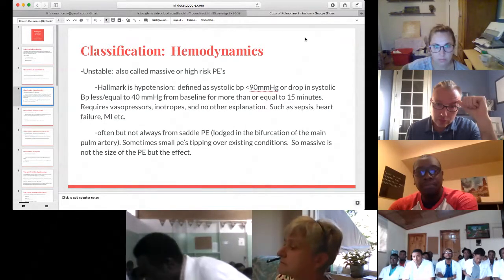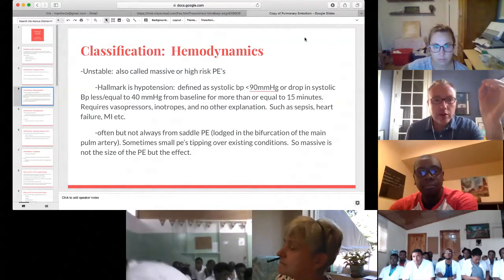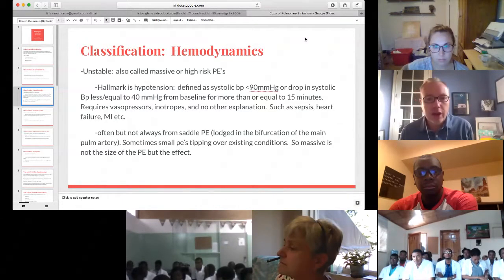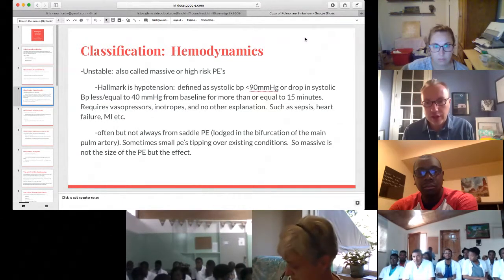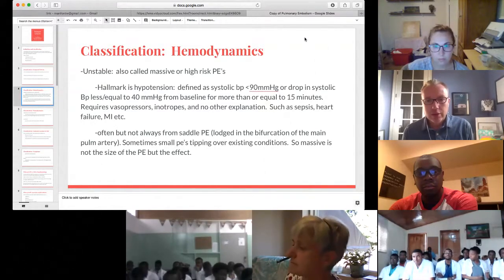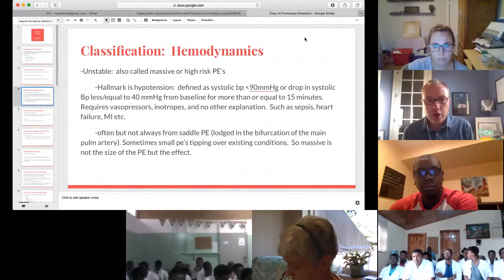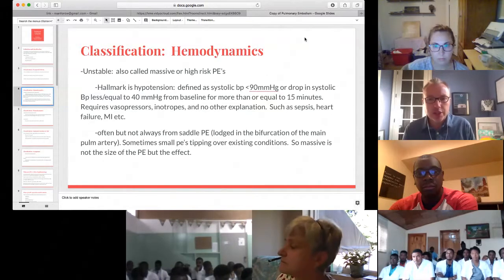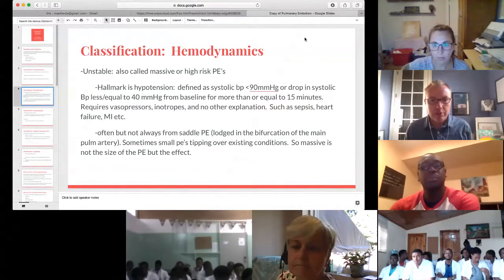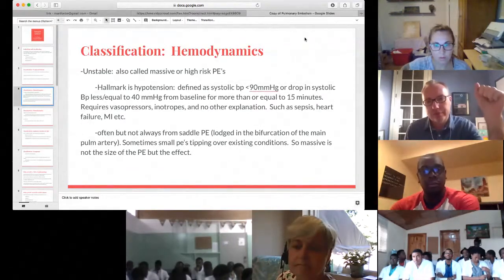So the takeaway here is an unstable or massive PE is defined by its hypotension and length of hypotension, but not all massive PEs are caused by large clots. So it's not the size of the pulmonary embolus that defines the massive in the word, but it's the effect.